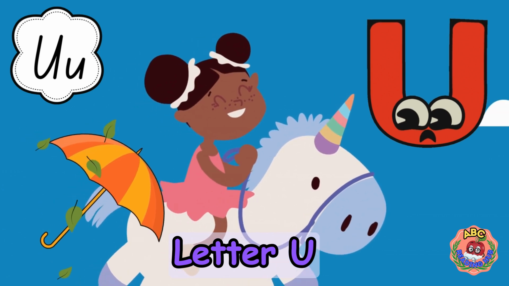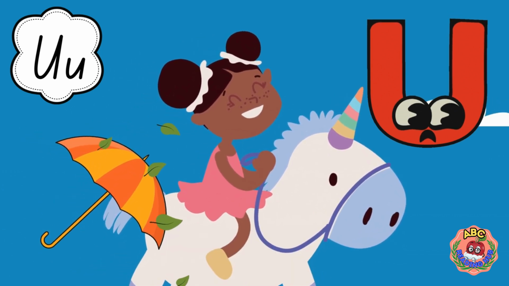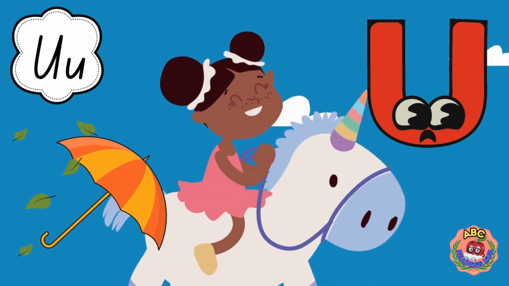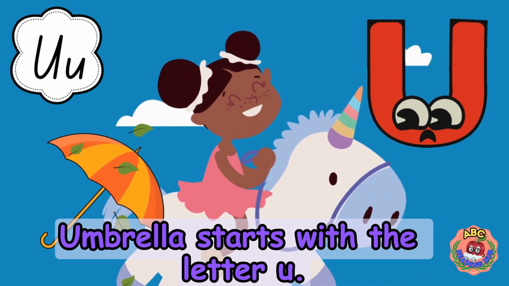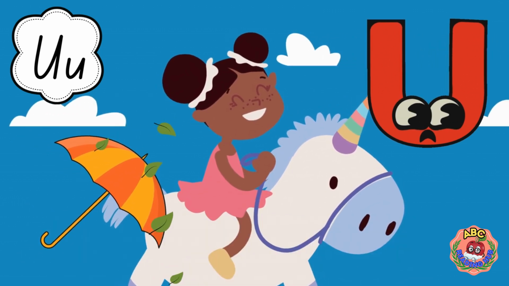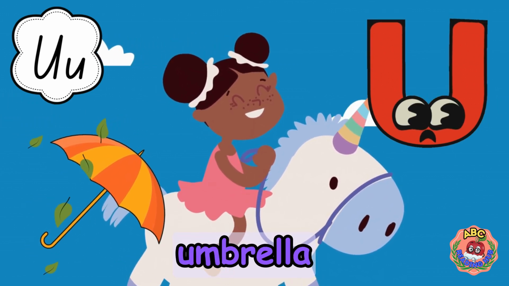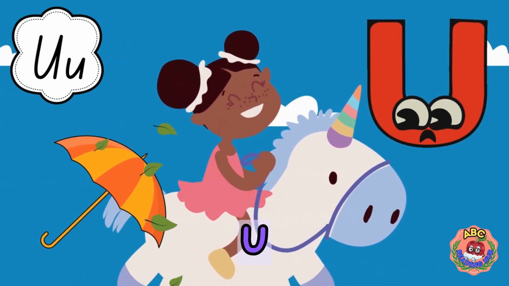Letter U. U is for umbrella. Umbrella starts with the letter U. Umbrella. U.